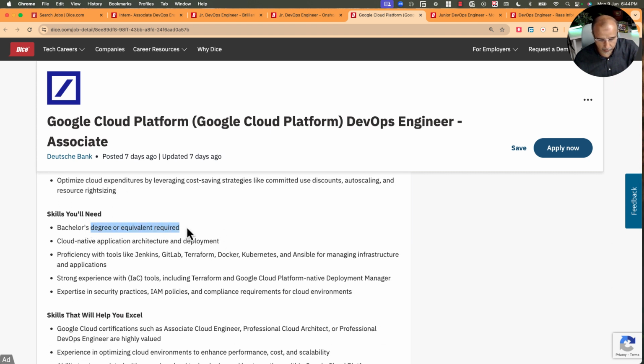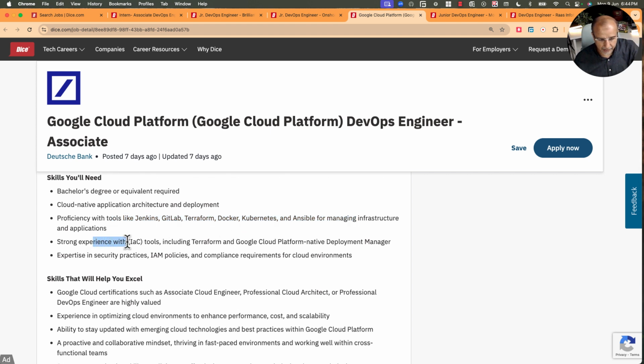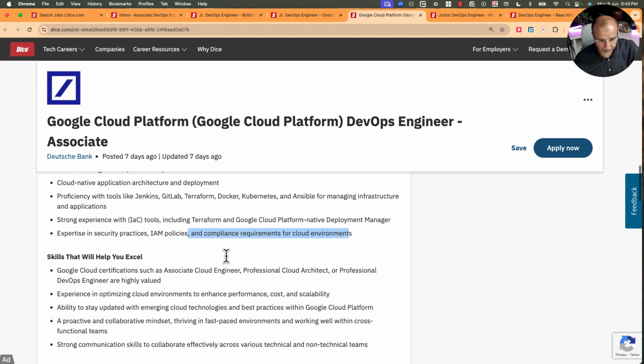Let's look at the skills, what you will do, and skills you will need. Bachelor's degree or equivalent required. Cloud-native application architecture and deployment. Proficiency with Jenkins, GitLab, Terraform, Docker, Kubernetes, and Ansible. And strong experience with IaC tools, including Terraform and Google Cloud Platform Deployment Manager. And security practices and IAM policies and compliance requirements for cloud environments.